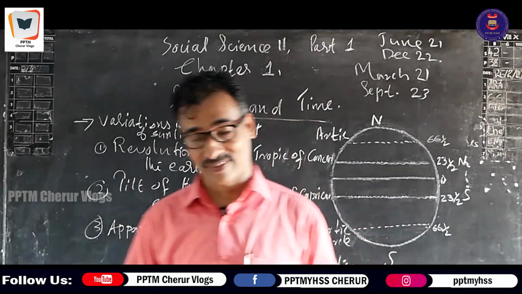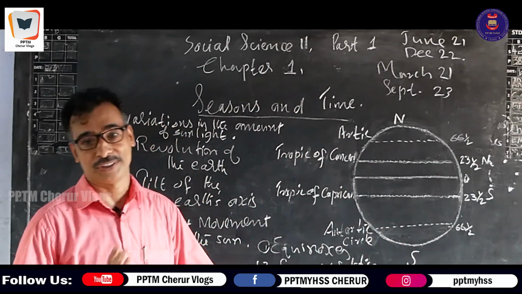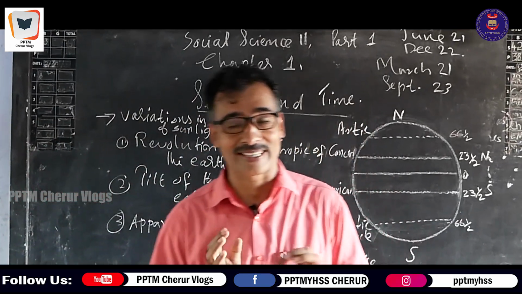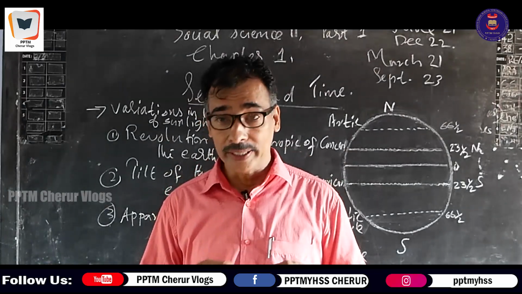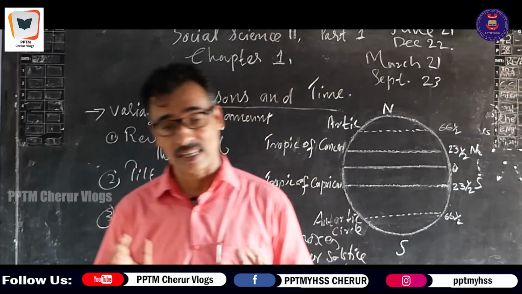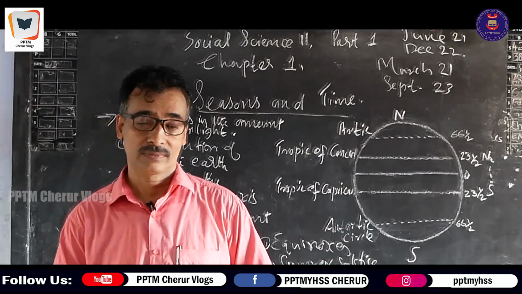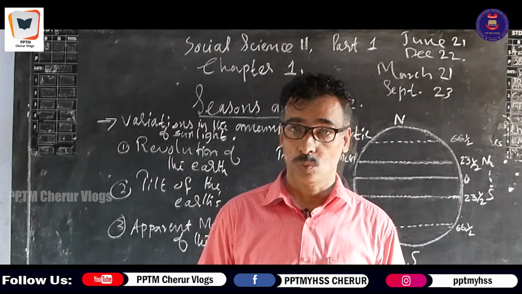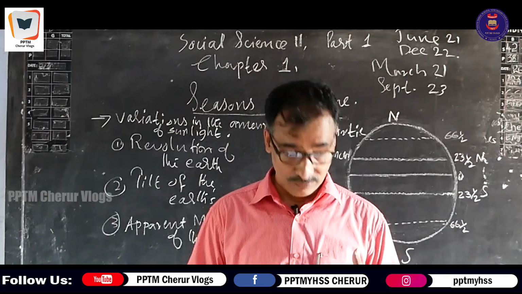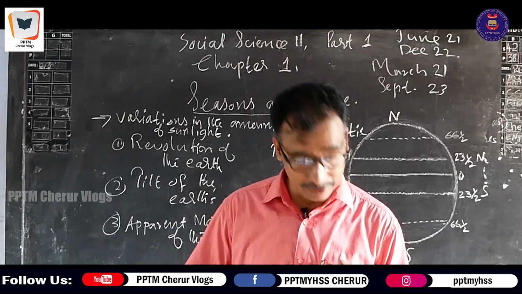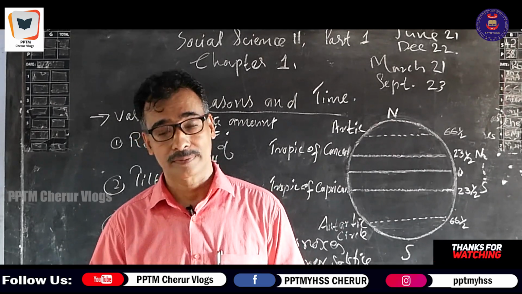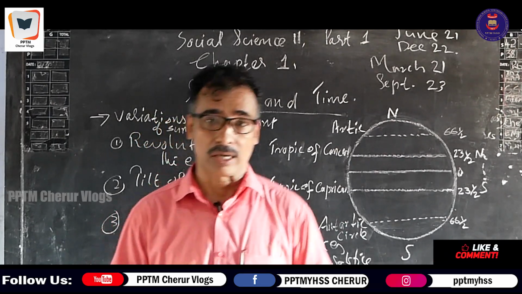Let us discuss once again the main points. We have been discussing the causes for the changes in seasons. Why do different seasons occur on the earth? What are the reasons for the different seasons on the earth? We know the seasons: spring, summer, autumn, and winter. Why do they really occur?